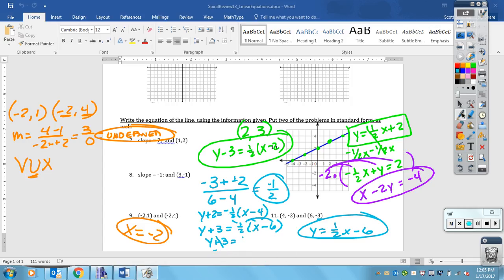It's -1/2. So -1/2 times x is -1/2 x plus 3. Now when I minus 3, minus 3, it's y = -1/2 x, and that cancels. So it's actually a direct variation. You didn't have to do it that way. You could have done y = -1/2 x + b, and plugged in a coordinate.